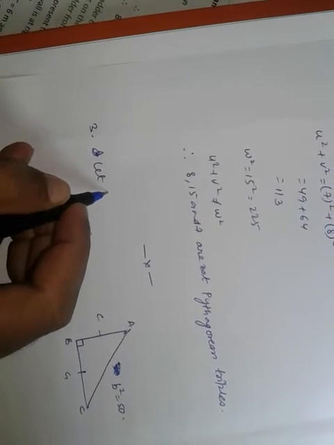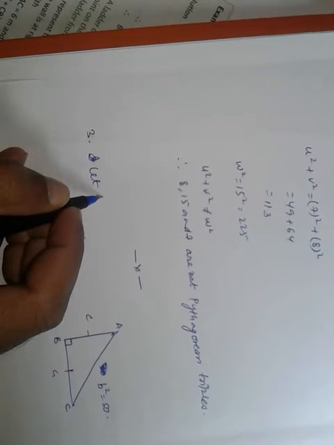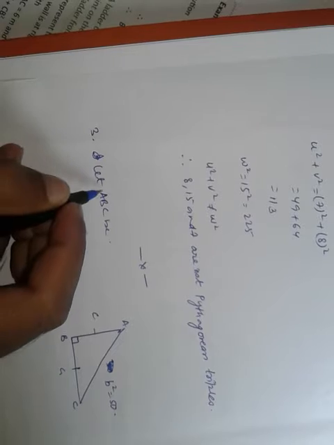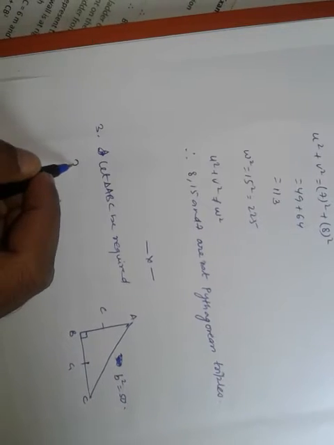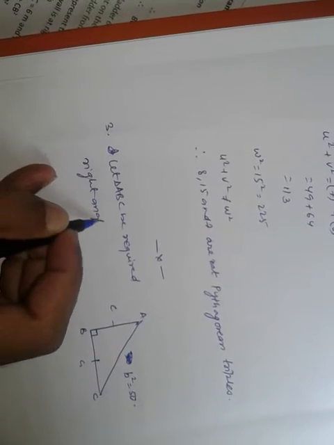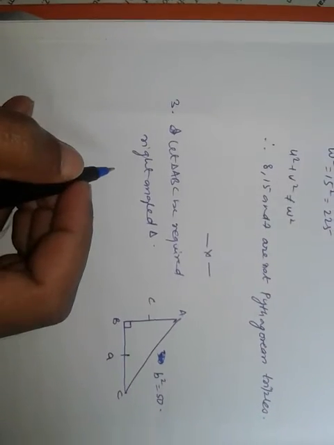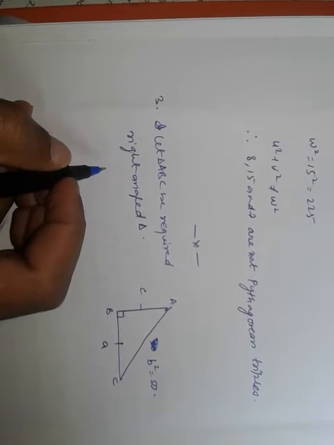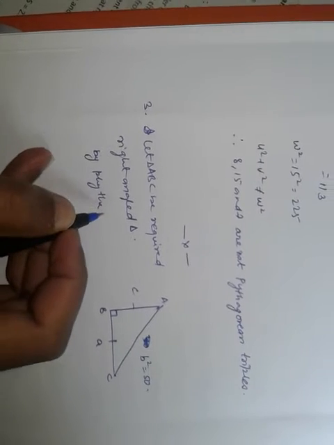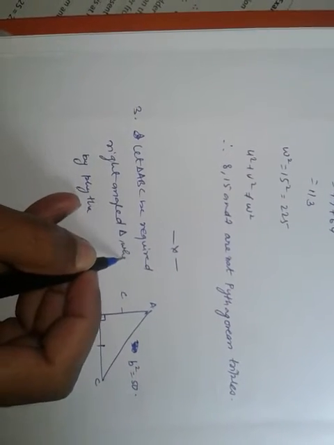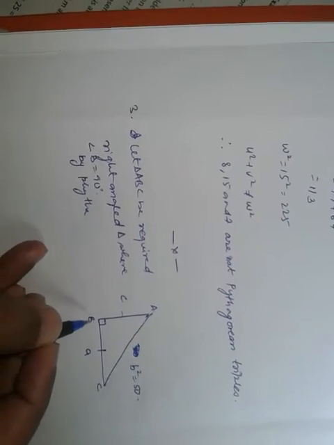So what do you write first? Let, because the triangle is not given to us, we are assuming: let triangle ABC be the required right angle triangle, where angle B is 90 degrees. You have to mention which angle is 90 degrees.